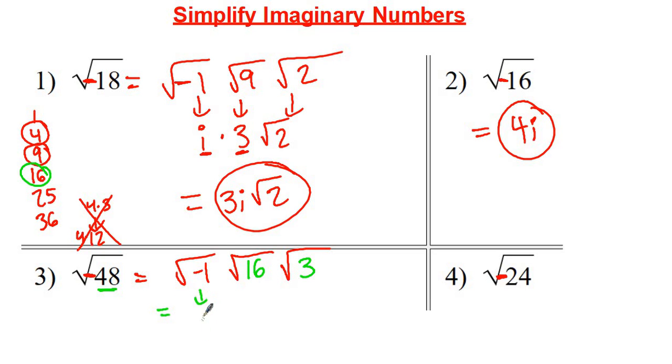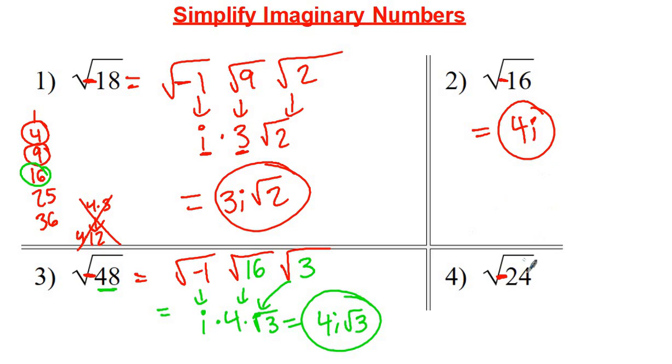So if we simplify this, this is again i. That's equal to 4. That's equal to square root of 3. So we can simplify that as 4i times the square root of 3. And that's all we can do with that. That's as simple as it gets.